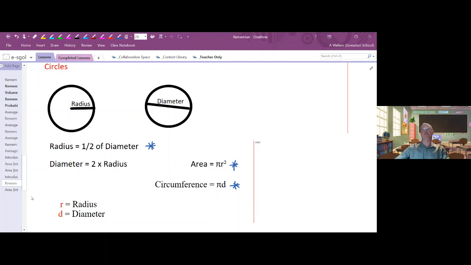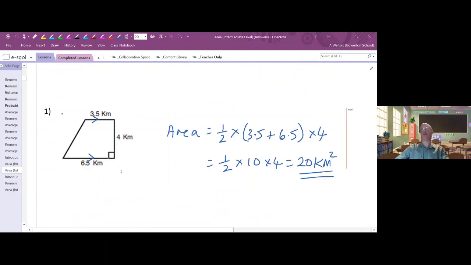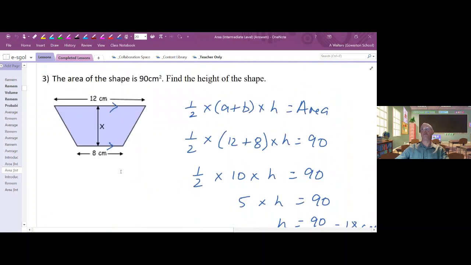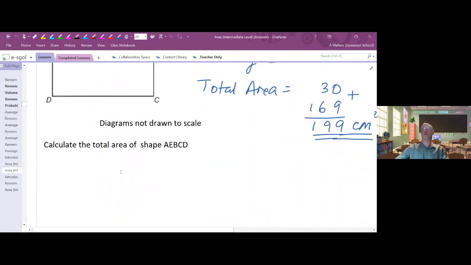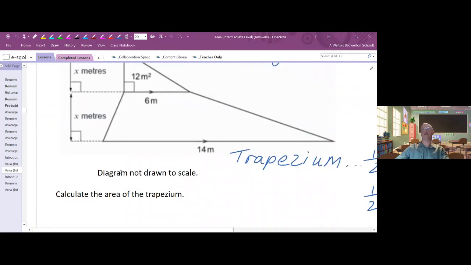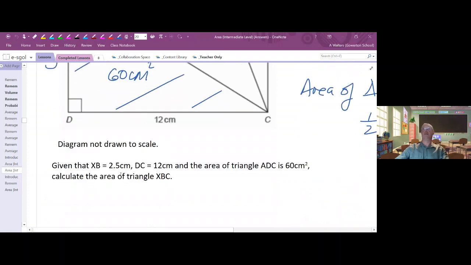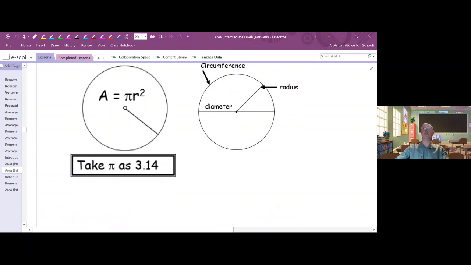So, yeah, these solutions will be posted to you. I've done these solutions before, and you can digest those in your own time. Okay. That is exactly what we've gone through. Probably I've written it out a little slower for you to digest. And these are the circles questions. Okay.